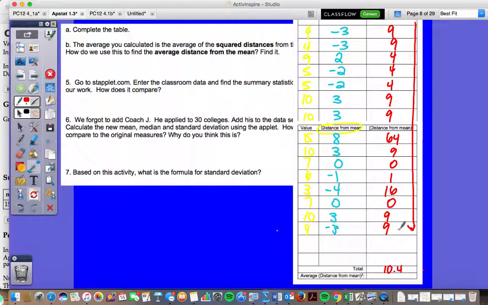We squared it because we had negative and positive, but when you square it, you have to be able to come back and get that there. So square root it and we get what? 3.2. I want you to circle that, and I want you to put standard deviation. Okay?